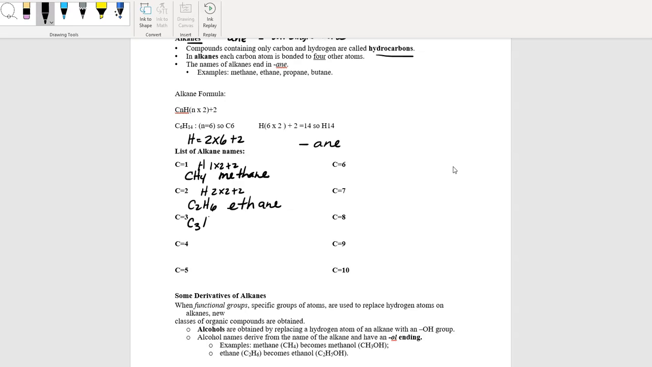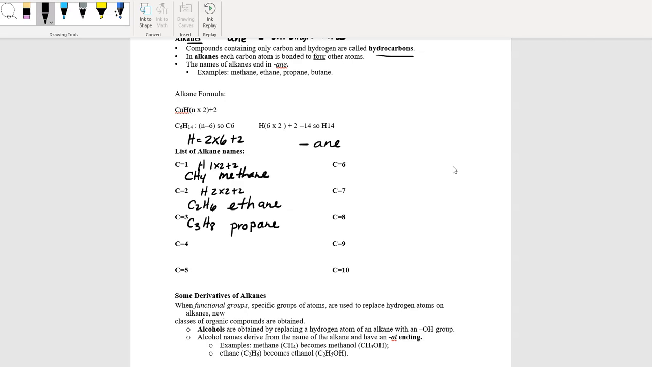C3, and then it goes H8. So 3 times 2 plus 2 gives me 8 hydrogens, and this is called propane. Okay, so propane. If you ever barbecue, that white tank that's in the barbecue, you go to the gas station, you get propane.